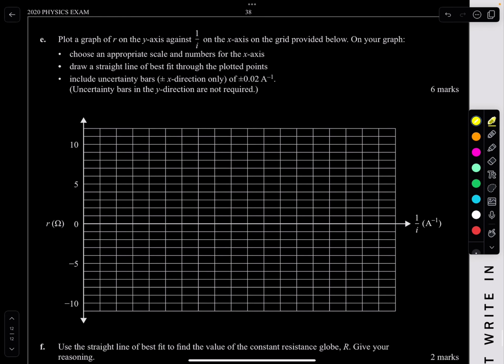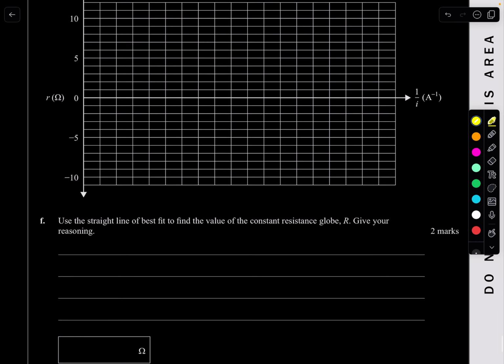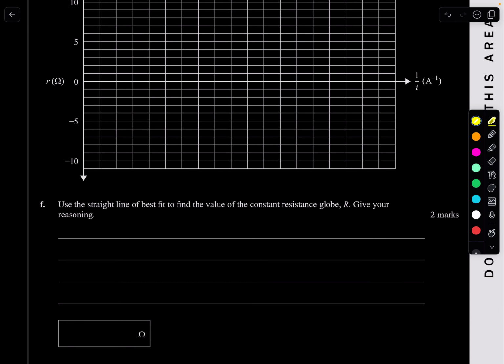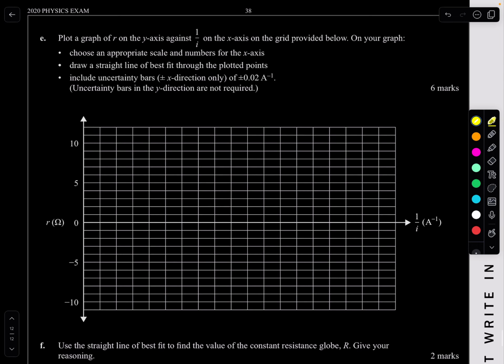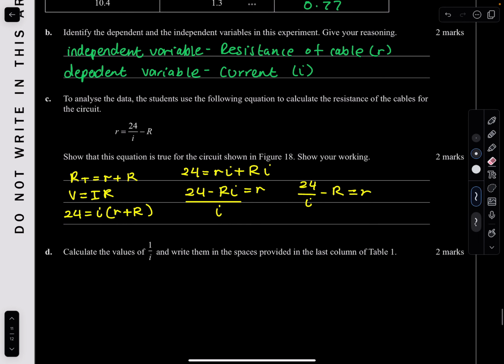Let's smash through it. Plot the graph of R on the y-axis against 1 over I on the x-axis on the grid provided below. Choose an appropriate scale and numbers for the x-axis. So they haven't done the scales for the x-axis. Draw a straight line of best fit through the plotted points. Include uncertainty bars for the x direction, which is 0.0 that. Uncertainty bars in the y direction are not required. Then use the straight line of best fit to find the value of the constant resistance R. Give your reasoning. All right, so let's plot those points first.